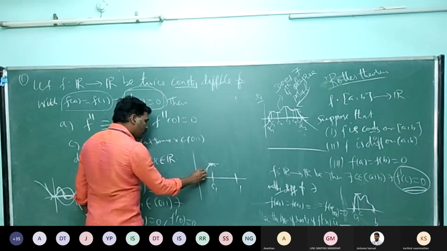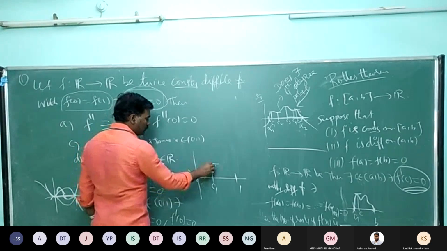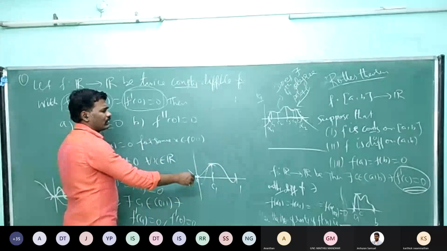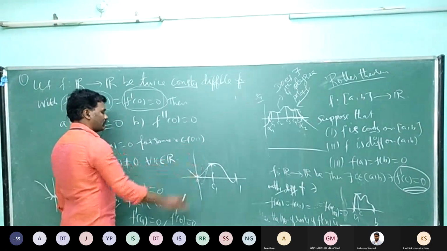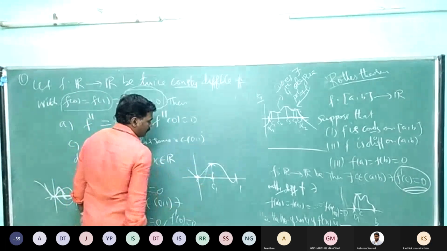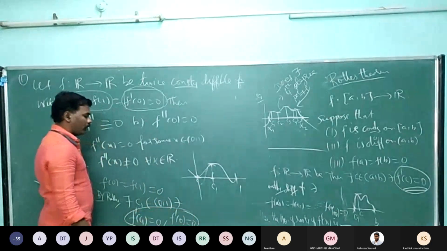Already given f(0) is 0, and it will be parallel to the tangent. Anyway, fine, this is just a rough diagram, not a perfect one. We will try to understand. So f prime of 0 is also 0 and f prime of c1 is also 0. Now we can apply Rolle's theorem again for this derivative.